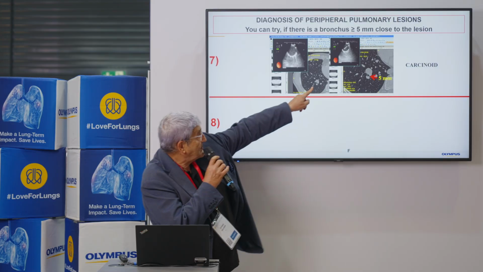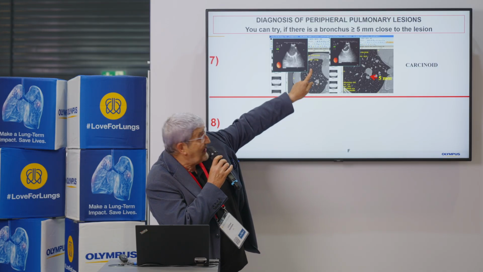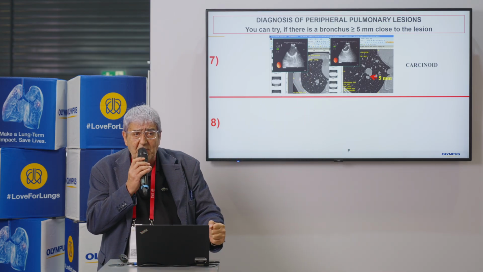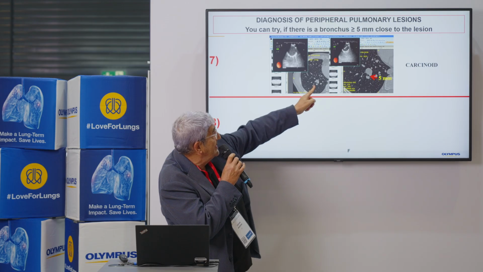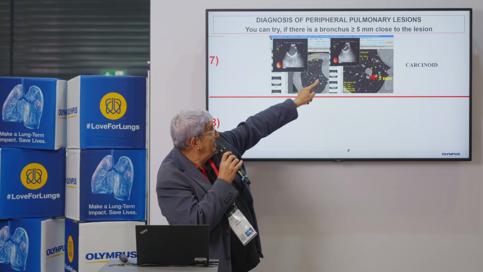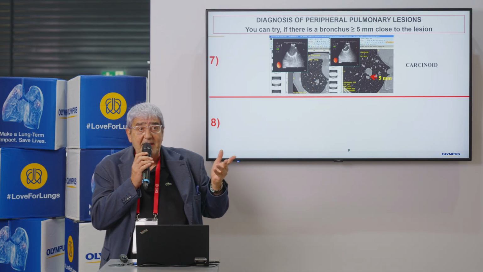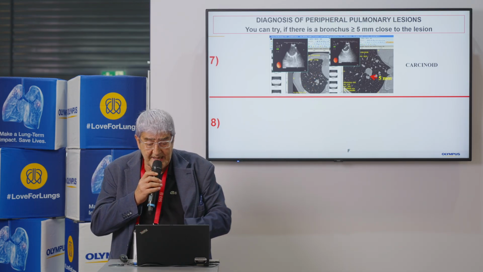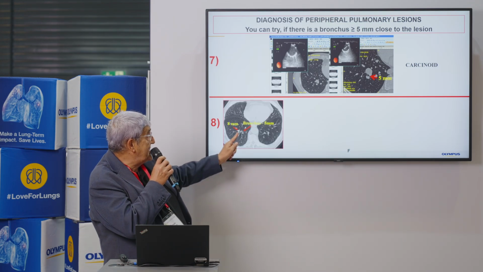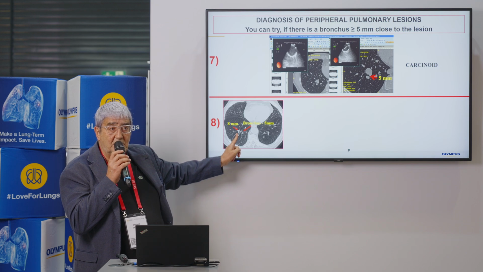Look at, there is a bronchus here. It's 5 millimeters. It's possible to wedge the tip of your bronchoscope here and to visualize this nodule. Very safe and very easy diagnosis of carcinoid. But look at this. This is an 8 millimeter nodule in the right lower lobe.